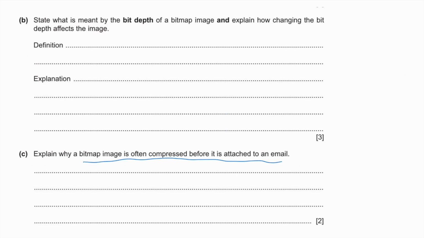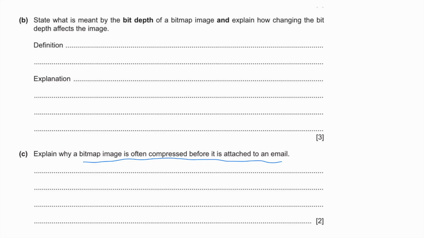Now, next question: state what is meant by the bit depth of a bitmap image and explain how changing the bit depth affects the image. So remember, bit depth is how many bits are used to represent a single pixel on an image. And if we have a greater bit depth, we can represent a greater range of colors in our image. If we have a lower bit depth, we can express a smaller range of colors.